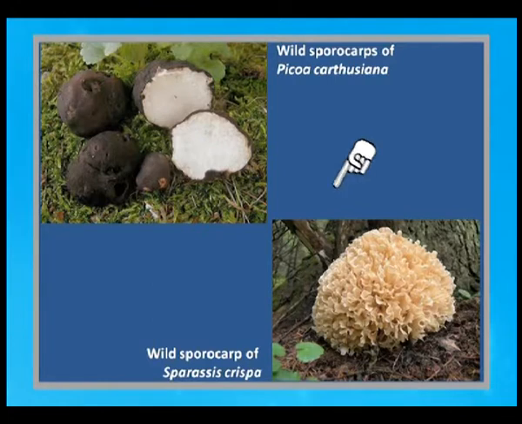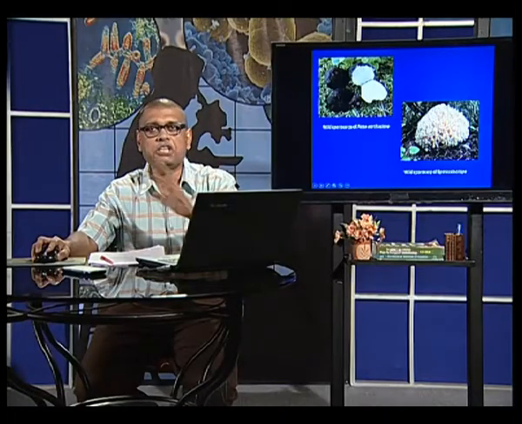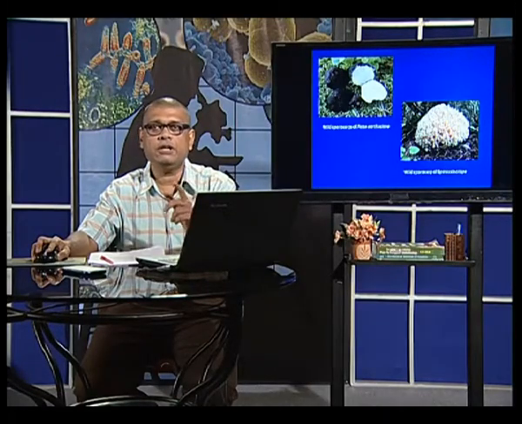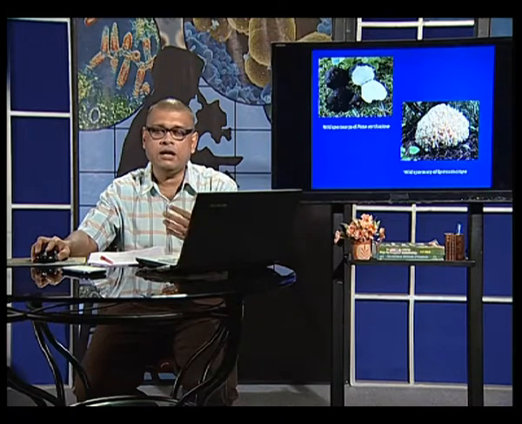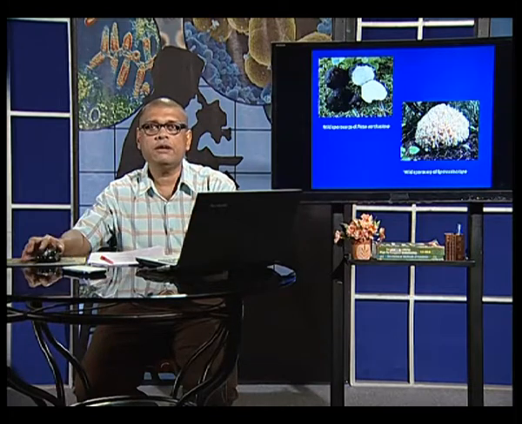But when it comes to the wild sporocarp of Sporacis, this particular Sporacis is a typical cauliflower mushroom because it looks like a cauliflower. So you can very well see the variation in the sporocarp structure, and this variation in color, texture, shape and size makes mushroom a unique feature.